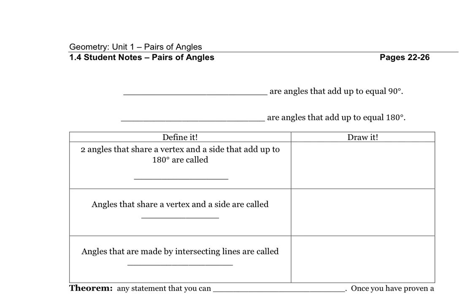Today we'll do 1.4 pairs of angles. There are two very important types of angles that we're going to talk about today, complementary angles and supplementary angles. So let's fill out some definitions. Blank are angles that add up to equal 90 degrees. If two angles add up to be 90 degrees, this is called complementary angles.